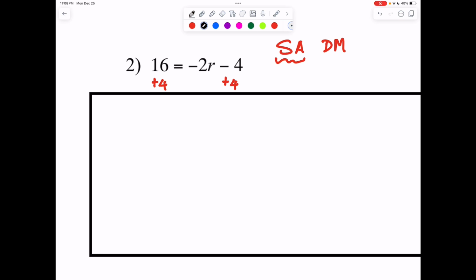And you get that -2r is equal to 20. And here we have -2 being multiplied by r. You do the opposite by dividing by -2. You have to do that again to both sides. And you get that r is equal to -10.